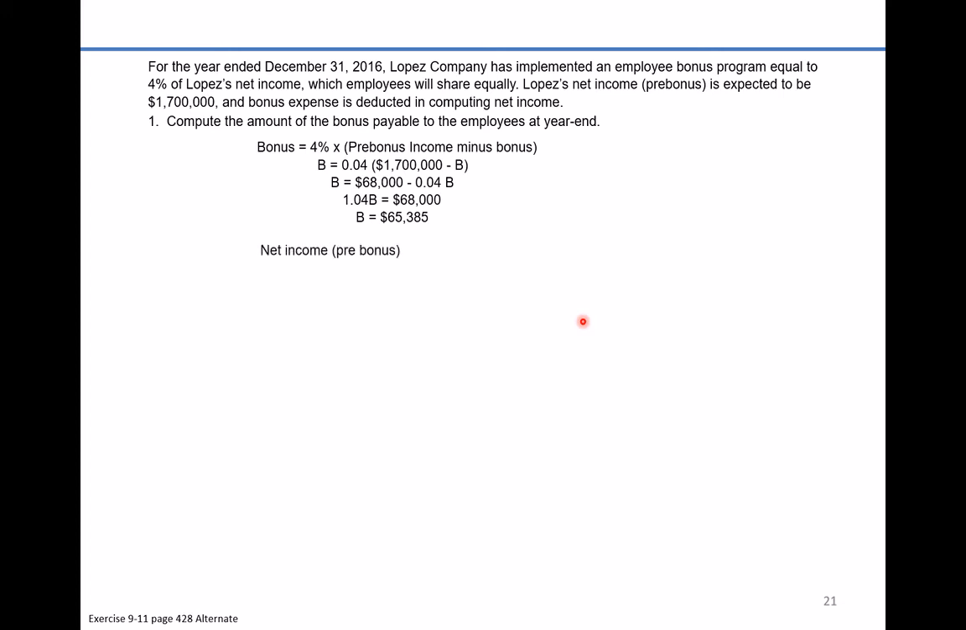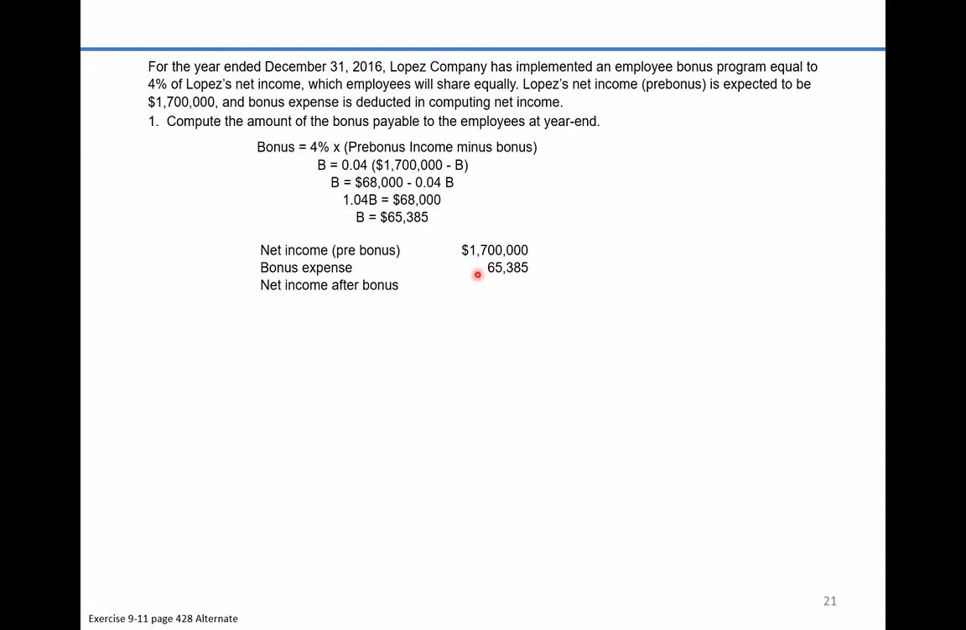Net income pre-bonus, how much was that? Well, hopefully you said $1.7 million. That's correct. Bonus expense. What's the bonus expense? How much will employees truly share in for the company bonus? $65,385. What's the net income after bonuses? We knew what net income was pre-bonus. What's net income going to be now after the bonus is paid out?